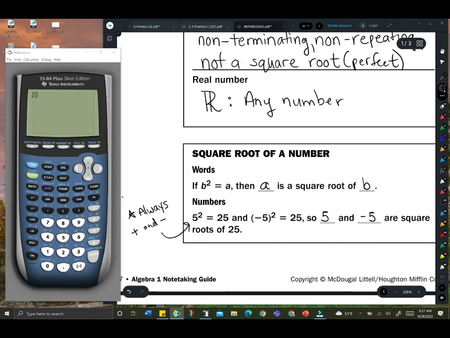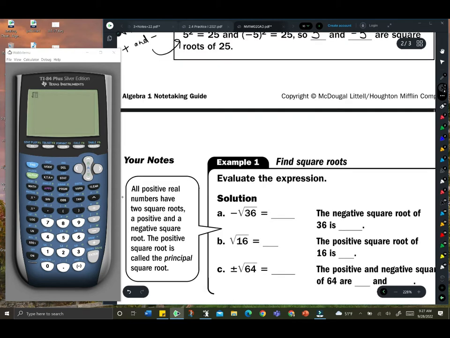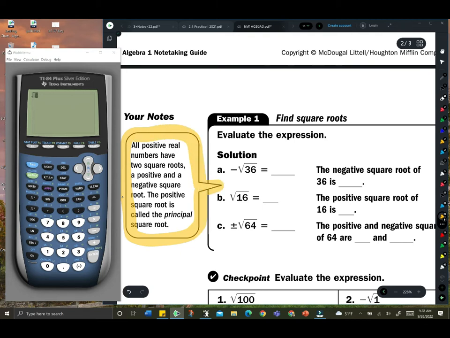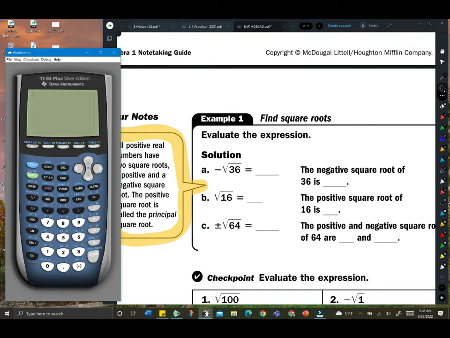Okay, let's practice finding square roots. So finding square roots. All positive real numbers have 2 square roots, positive and negative. That's what I just talked about. They're always together. I would highlight this, memorize this if you need to. If we need to find this in the calculator, well, let's just use our calculator. Negative square root of 36. Okay, so the negative square root of 36, simply put, is negative 6. You can use your calculator. Negative square root of 36 is negative 6.